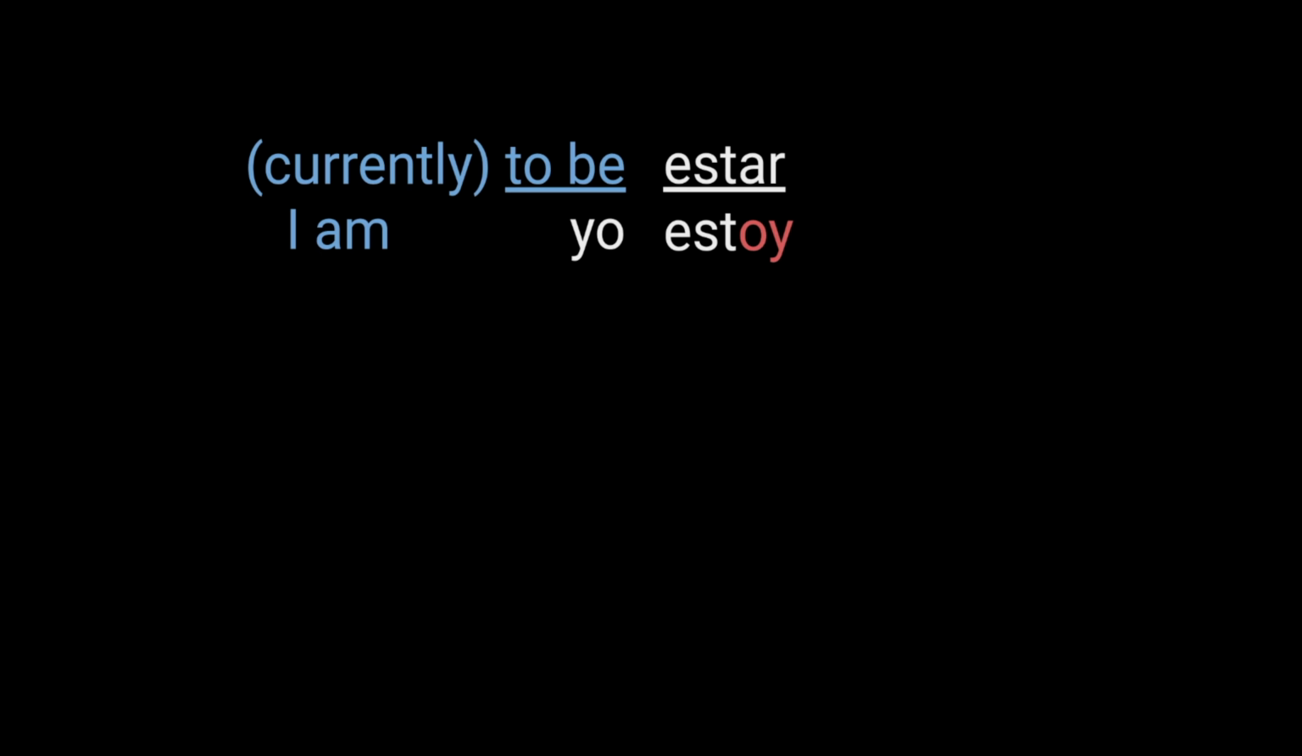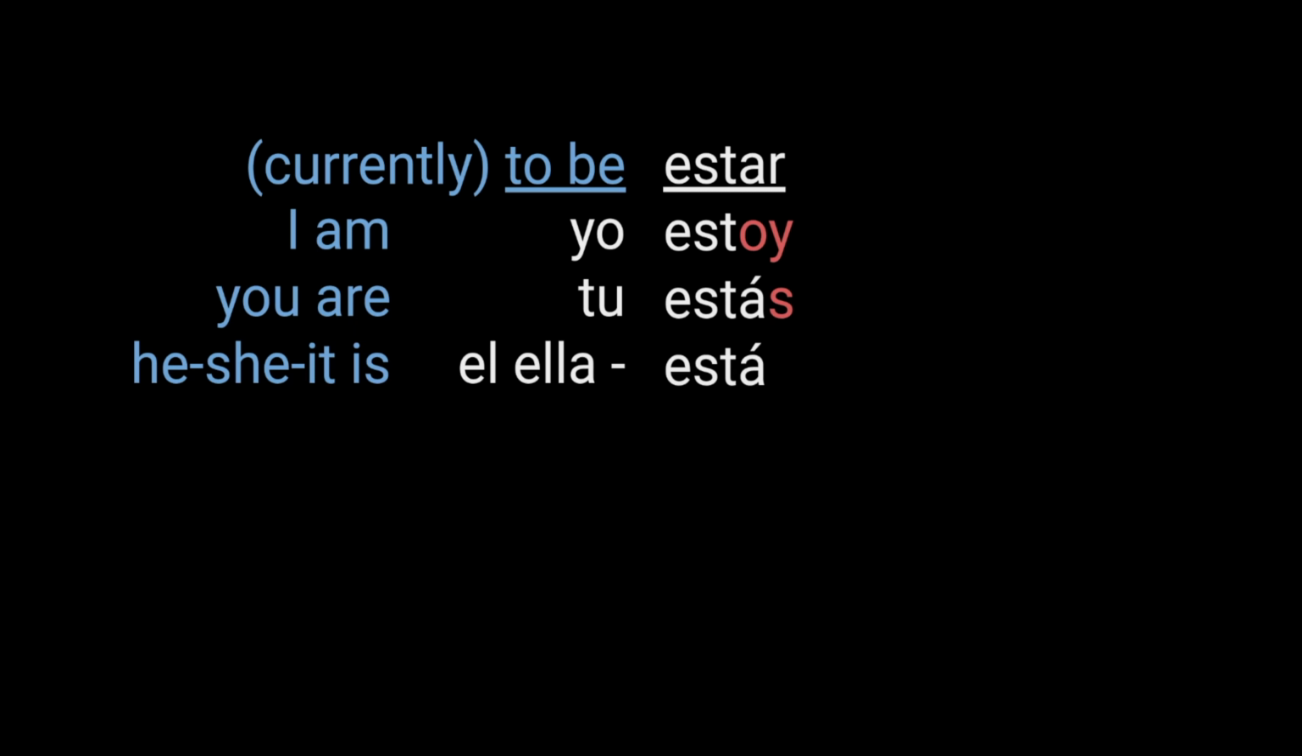The other version of to be in Spanish is estar. That's where you are currently, or how you feel currently. So I am, estoy. You are, estás. He, she, or it is está. Now, I want to point out here that this is the one time in English where we actually change the verb. So it's not I be, you be, it be. We actually change it quite a lot. So I am, you are, it is.